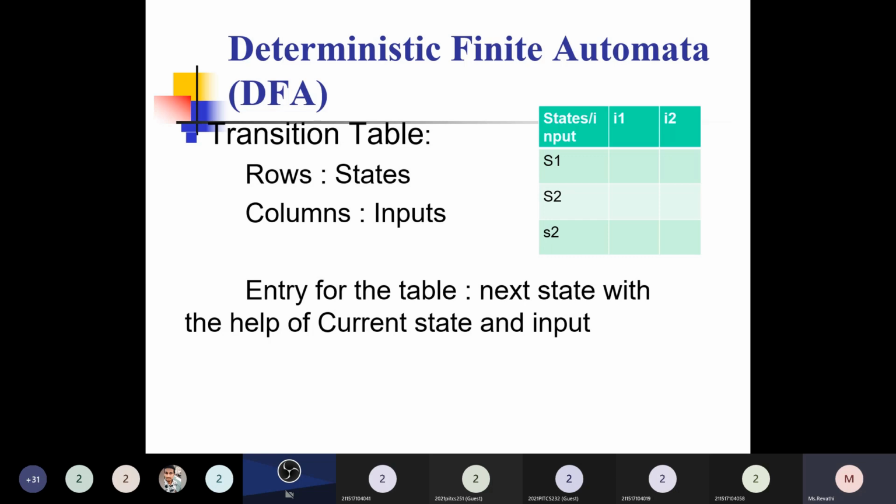I have three different states here: S1, S2, S3. S1 is the initial state and S2 is the final state. The entry in that particular table is nothing but the next state. How will you decide the next state? Based on the current input symbol and the current state, we can decide the next state.